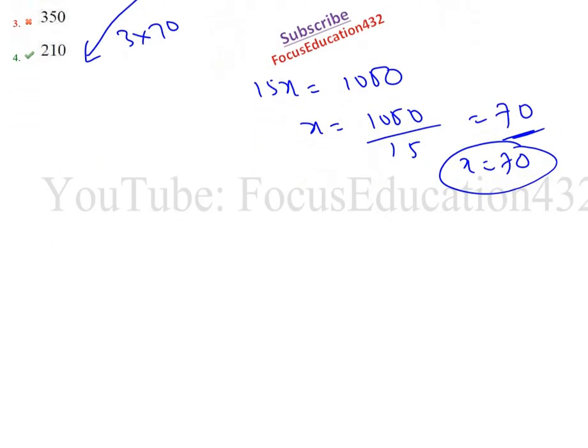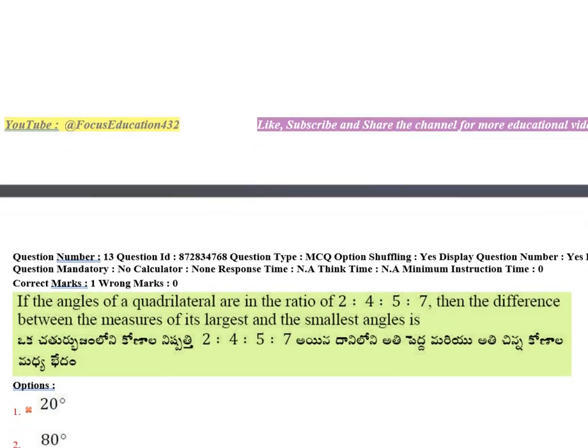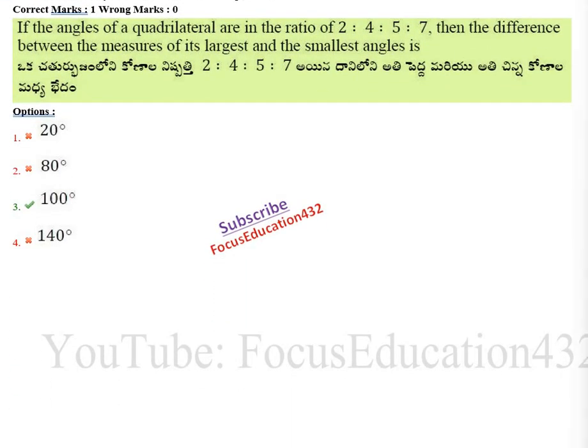Next question, question number 13. Let the angles of the quadrilateral. Quadrilateral means what? Any four-sided figure, a four-sided closed polygon. It can be of any shape. If the angles are in the ratio 2:4:5:7, then one angle will be 2x, another angle is 4x, another is 5x, another one is 7x.